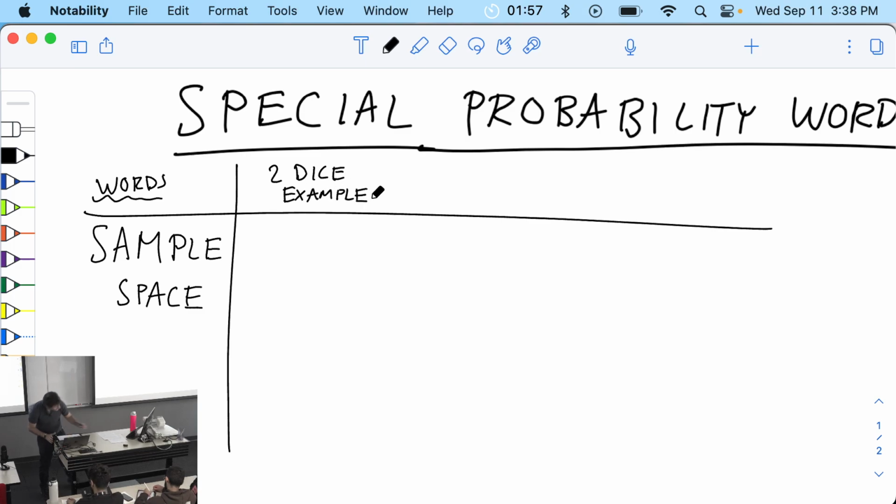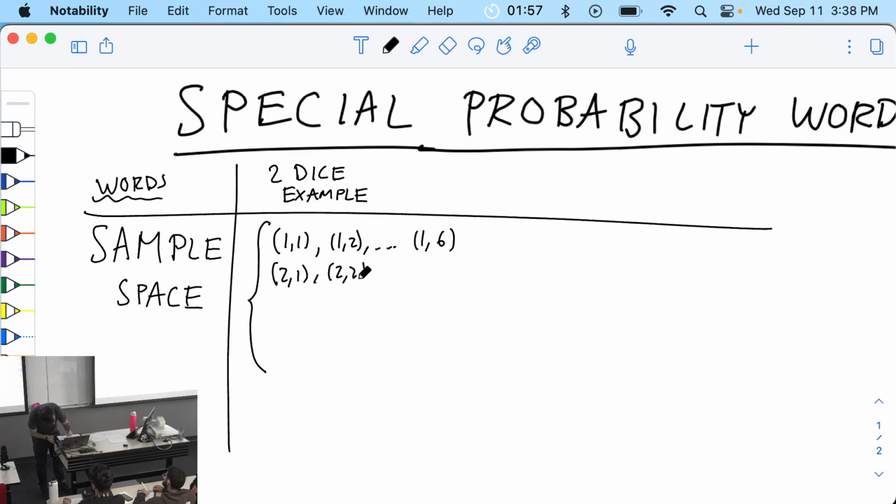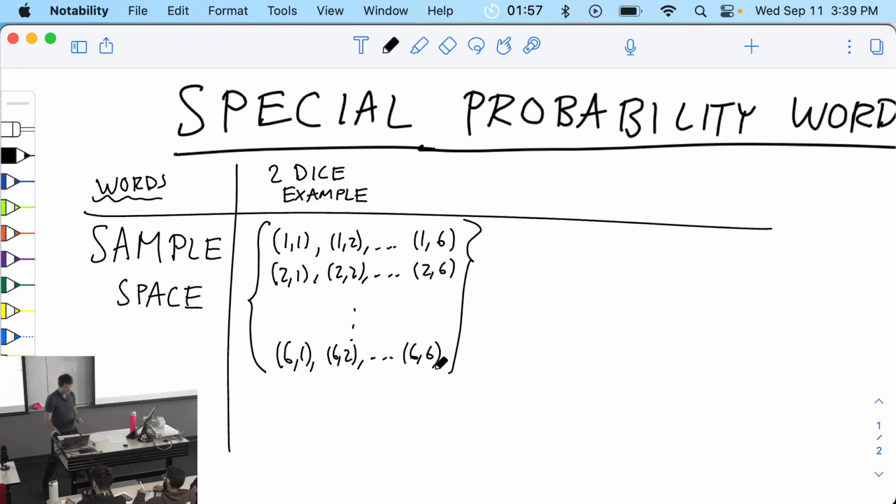The sample space is literally all these different things that could happen when you roll two dice. We draw them with big curly brackets. So I'm going to draw them like this. Big curly bracket to include everything. It's 1,1, 1,2, all the way up to 1,6. Then 2,1, 2,2, all the way up to 2,6. And so on, all the way up to 6,1, 6,2, all the way up to 6,6. So there's 36 things in this sample space.